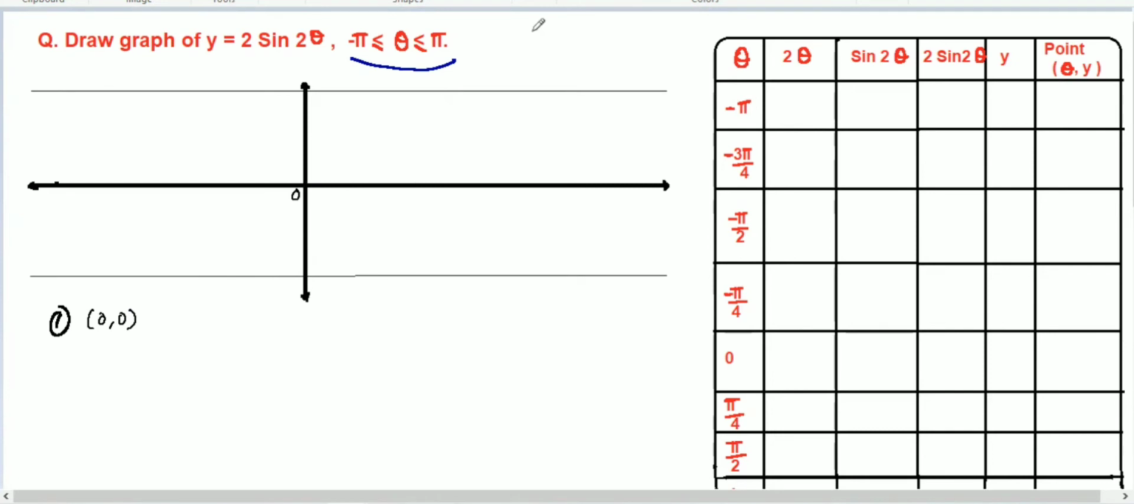Now this is in the form y equals a sine n theta. Here a is 2, and this one is n. So what does that mean? The effect of the 2 in front of sine 2 theta is to stretch the graph vertically by a factor of 2. Or you can say the graph will go up and down 2 units: 2 units up, and 2 units down.